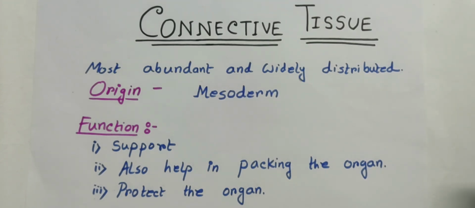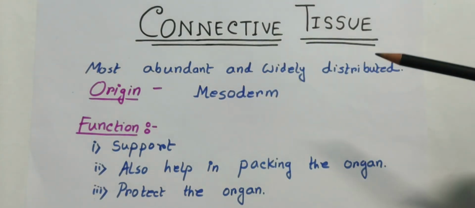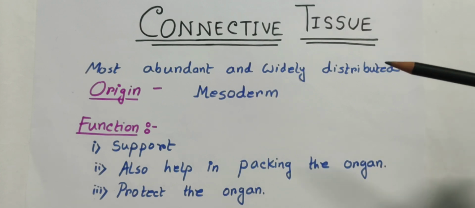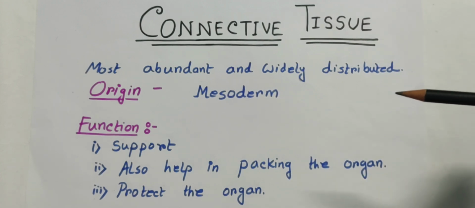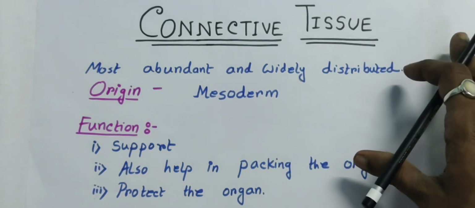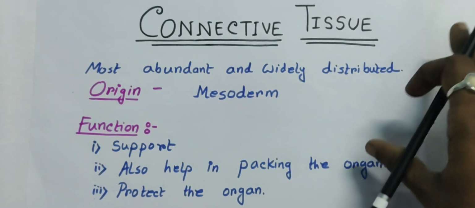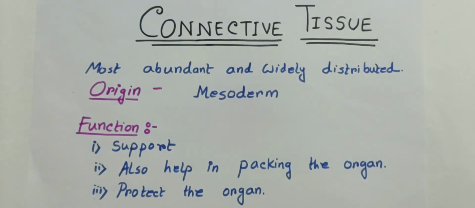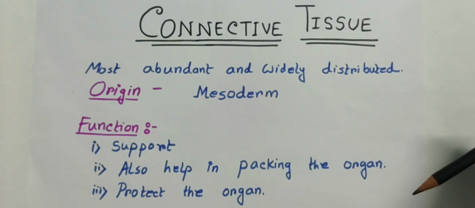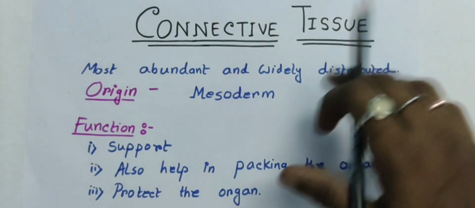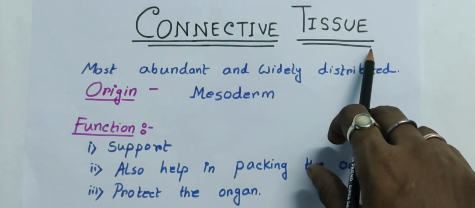Today I'm going to focus on the connective tissue, details of connective tissue. Animal tissue is divided into four types: muscular tissue, connective tissue, nervous tissue and epidermal tissue. So today I will focus only on the connective tissue.